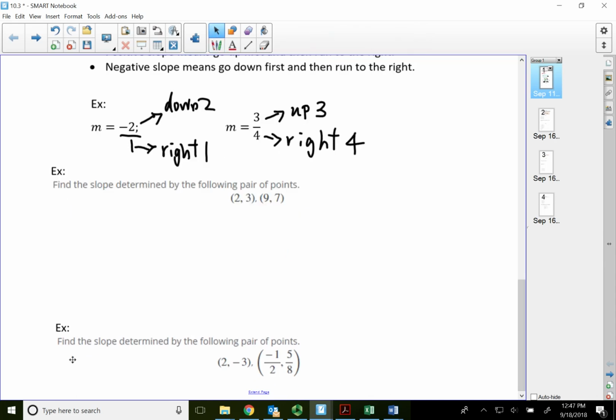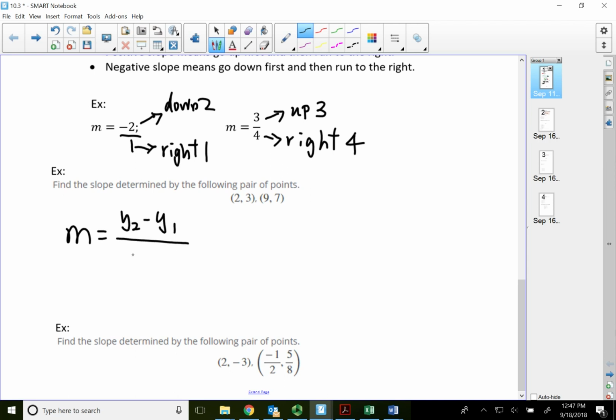Let's use this formula: m equals y2 minus y1 over x2 minus x1. Remember, we can actually plot these 2 points. If you can plot these 2 points mentally, you can almost see whether this line is going up the hill or down the hill. Okay, so let's take a look.